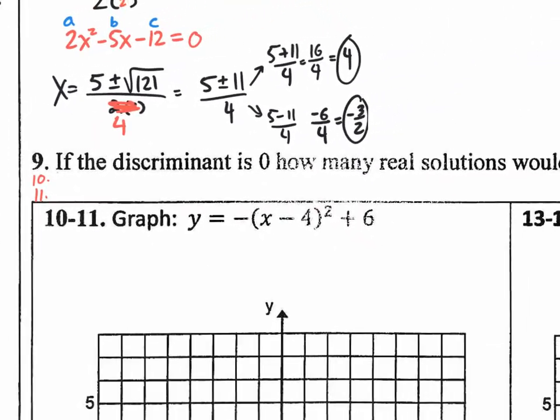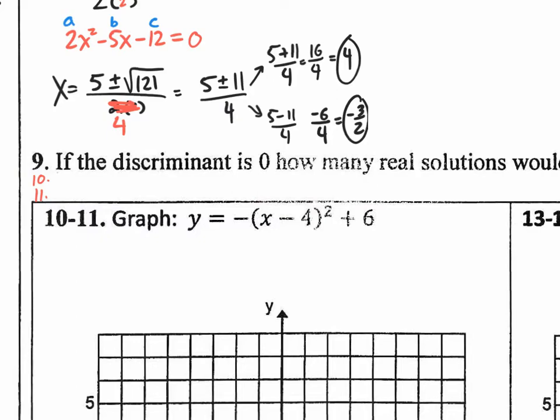Right here it says if the discriminant is 0, how many real solutions do you have? You have 1 real solution, because it doesn't matter if you add or subtract 0, you still get the same answer. What if your discriminant is like negative 9? How many real solutions will you get? You get 0 solutions. They're imaginary, right? What if your discriminant is 1? If your discriminant is 1, you get 2 answers, right?